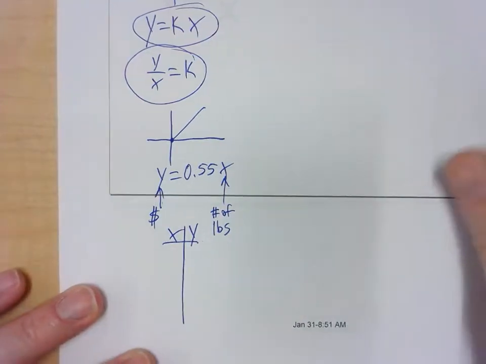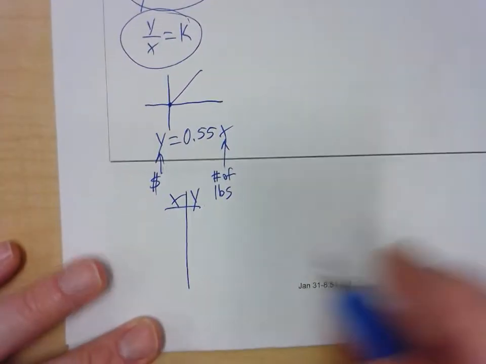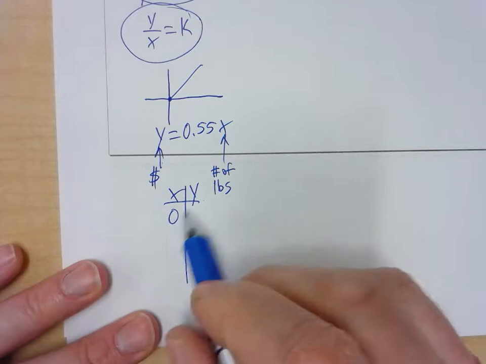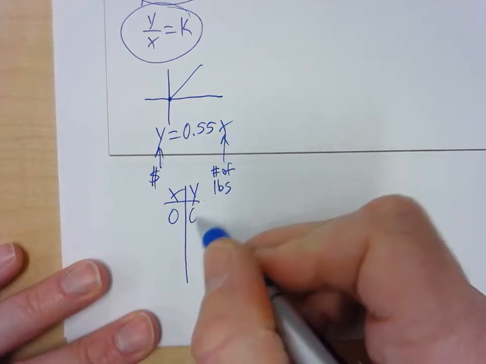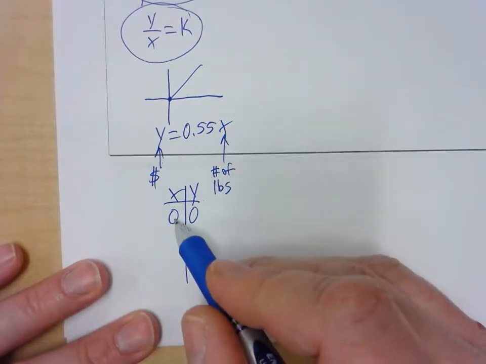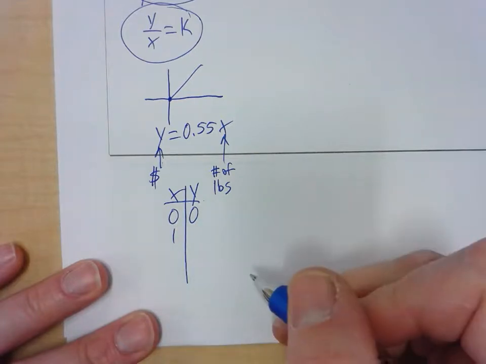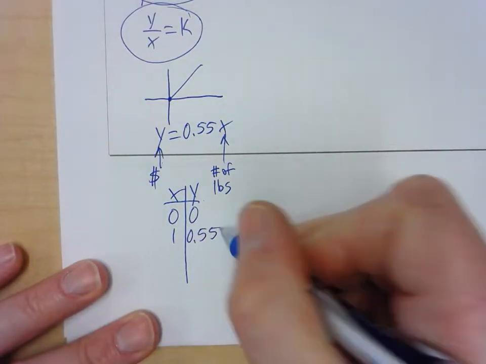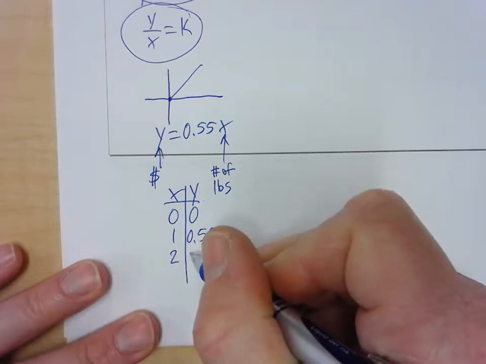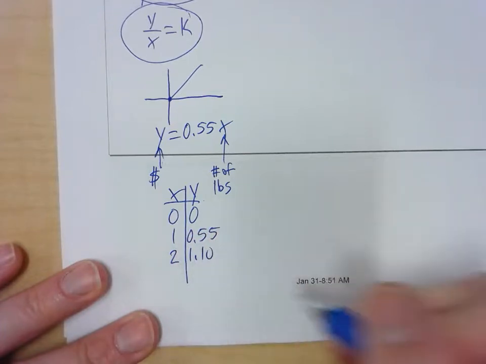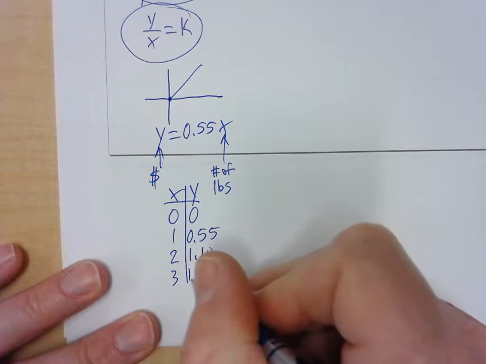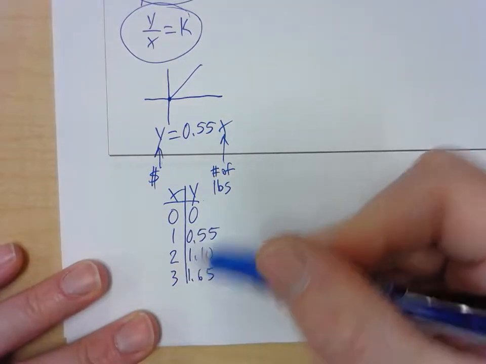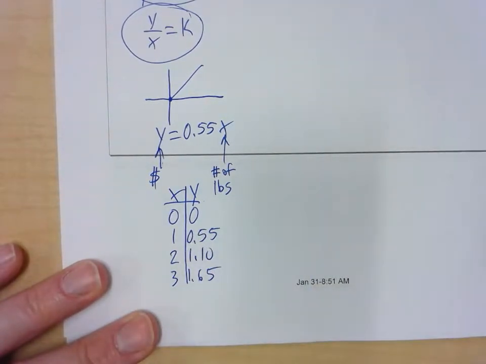Now, no one is forcing you to buy bananas at the grocery store, so if you put 0 in, you would get 0 back. 0 pounds of bananas cost $0. 1 pound of bananas cost 55 cents. 2 pounds of bananas cost $1.10, etc., etc. 3 pounds, $1.65. Plus, if you do a pound and a half, you can have some numbers in between.